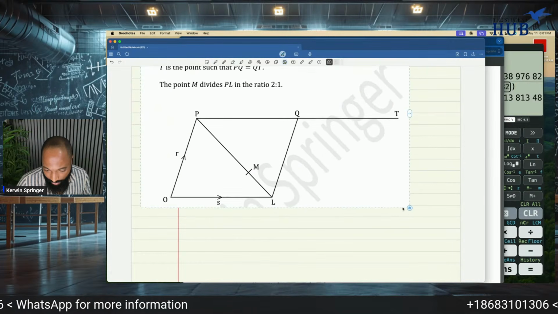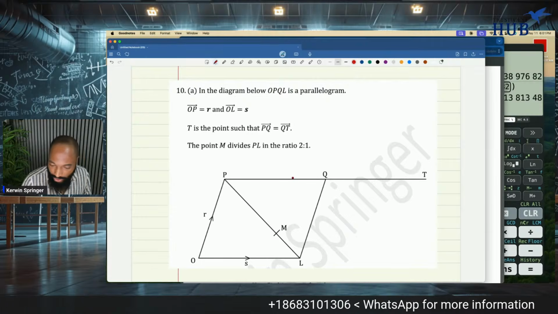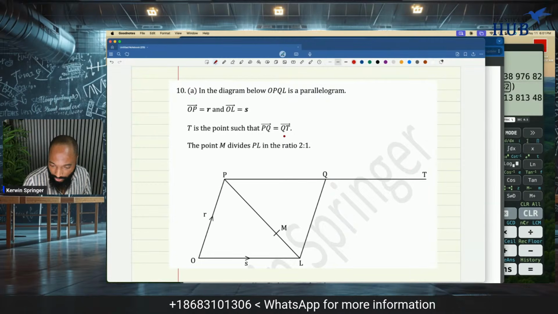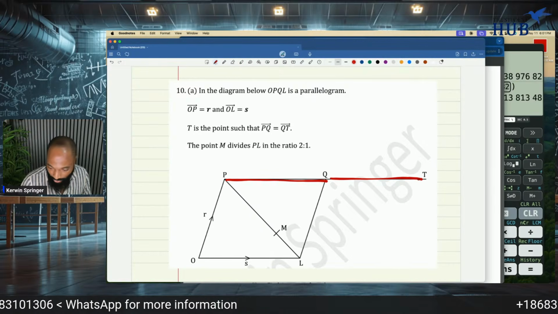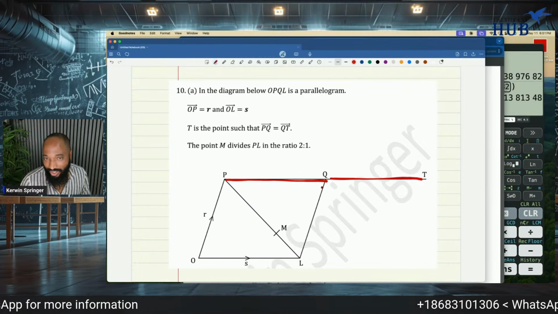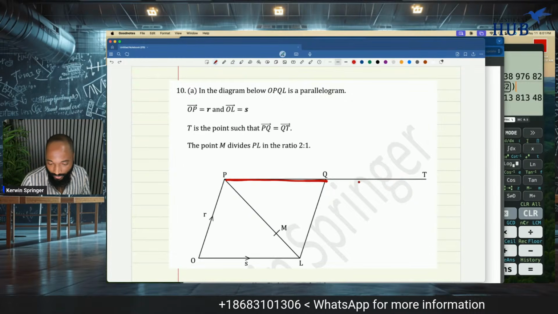Watch it right here. PQ is equal to QT. Remember, vectors could be equal and not in the exact same spot. It wants equal size and direction. PQ is the same as QT. So in other words, it's like two equal pieces.